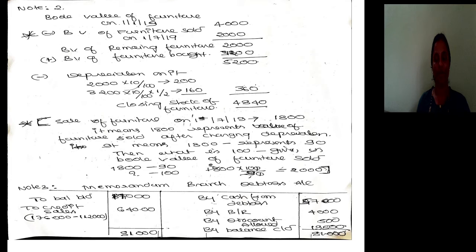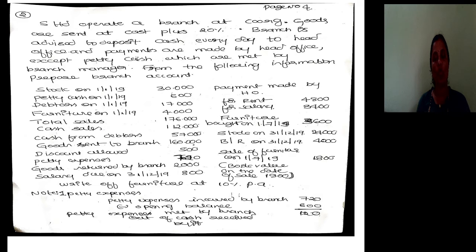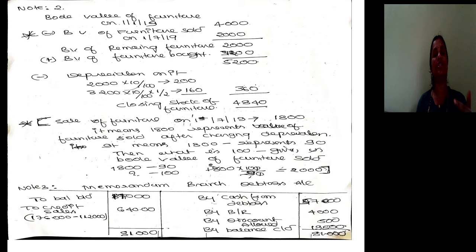See, when you look at the problem, the book value on the date of sale is 1,900. What does book value on the date of sale indicate? That indicates the book value at the beginning minus depreciation till that date. Try to understand. So what we have to calculate is the exact book value on 1/7/2019. Sale of furniture is 1,800.